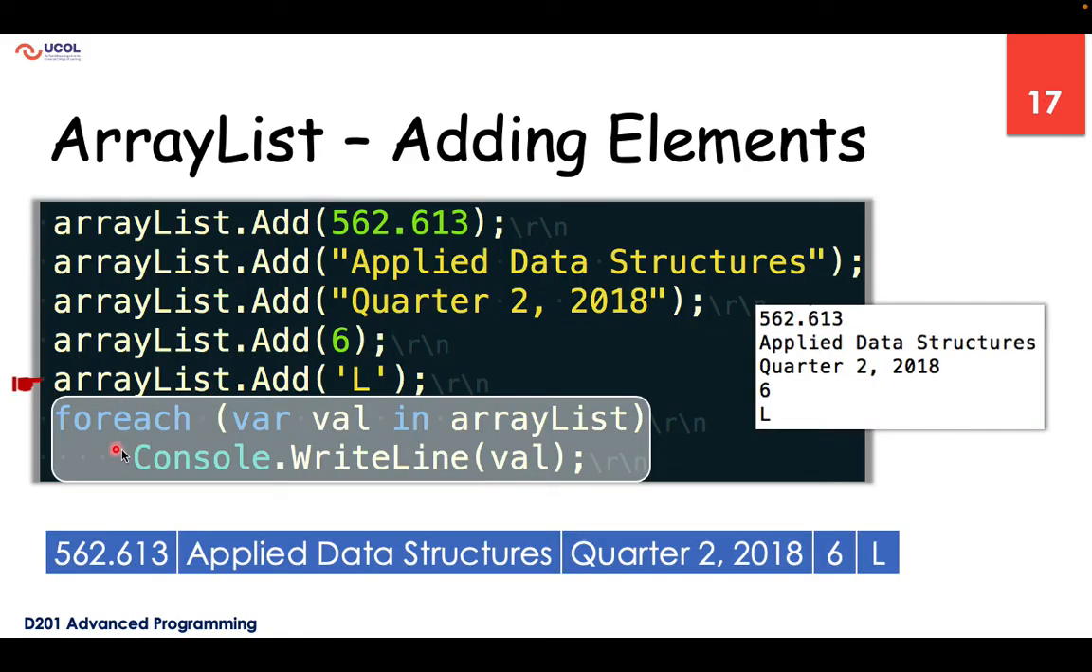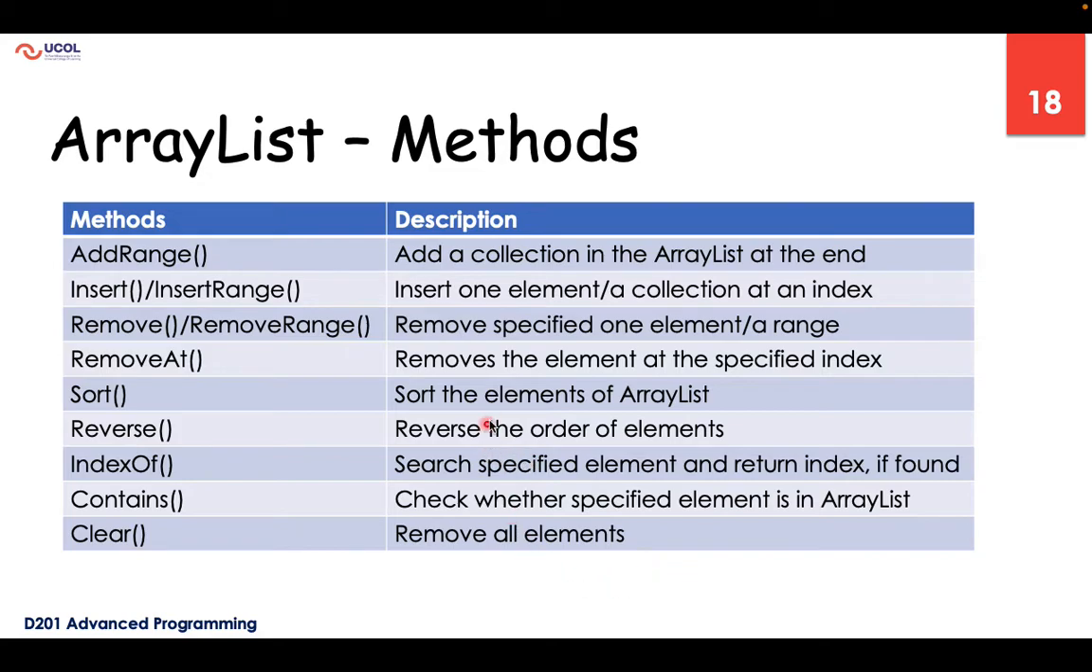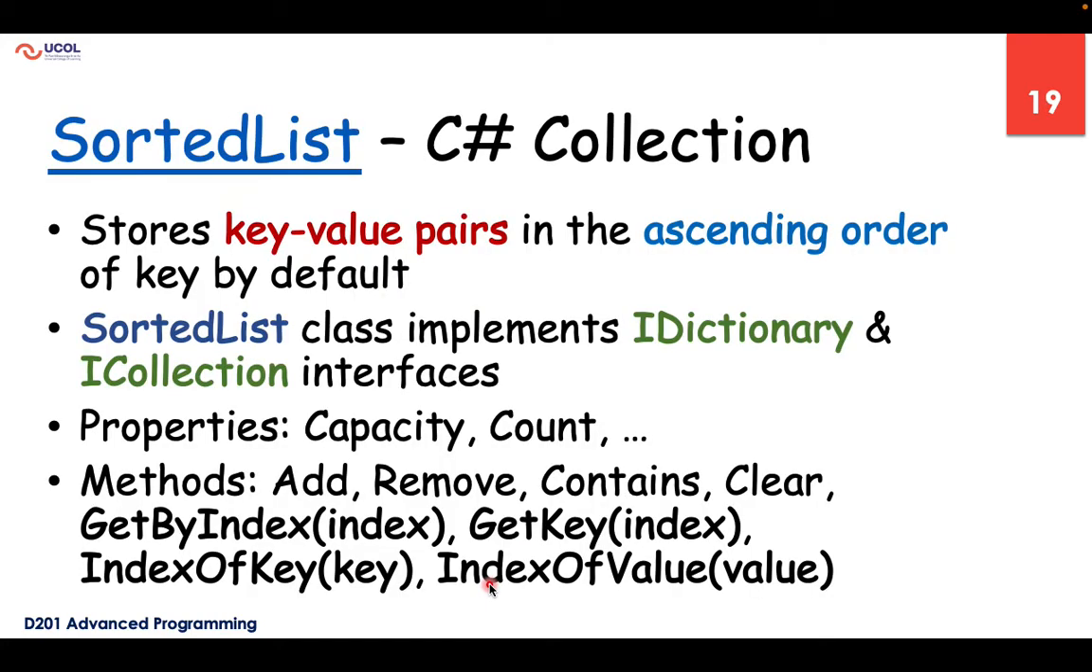If we look at this particular array list, it contains multiple different types of elements. If it is containing multiple different types of elements, then definitely we cannot sort it. But provided that the array list can be sorted, it can sort. There is also reversing the order of the elements in the array list, again index of, contains, clear. So these are the different methods which are present in the array list.